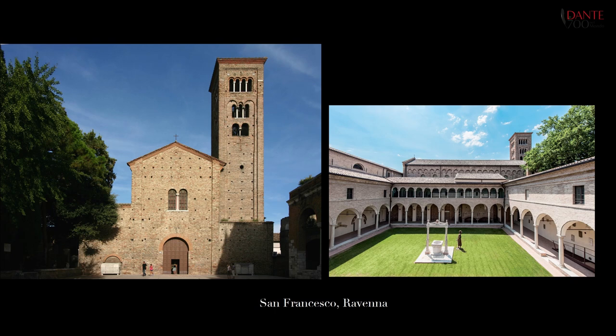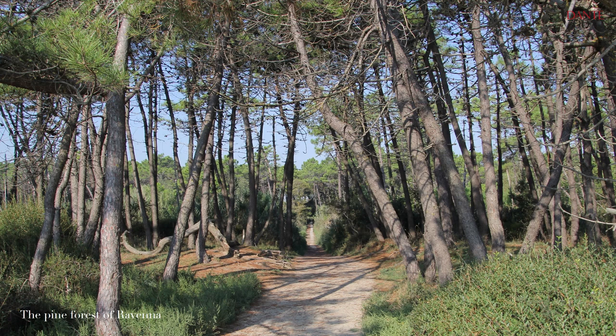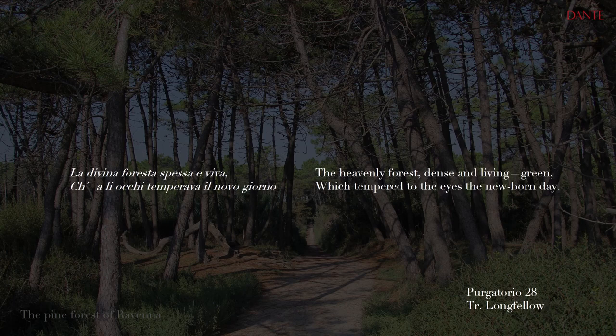And that's where I would like to finish today's lecture and journey through Dante's medieval cities. Ravenna, which overlooks the Adriatic Sea, is bordered by a beautiful pine forest. And Dante describes this pine forest at the very end of the Purgatory, when he needs to describe the Garden of Eden. And that's what he writes. Let me read in Italian for once. La divina foresta, spessa e viva, ch'agli occhi temperava il novo giorno, which in English translates: the heavenly forest, dense and living, green, which tempered to the eyes the newborn day.